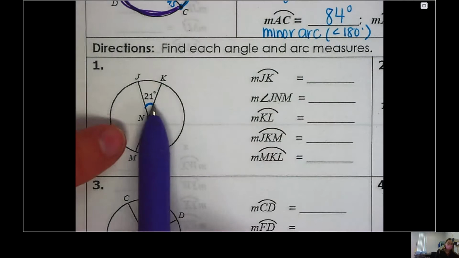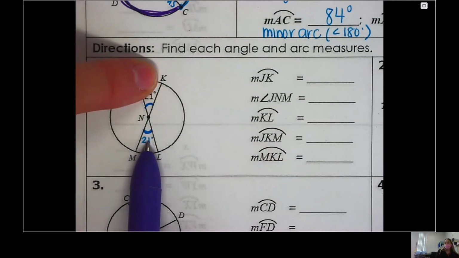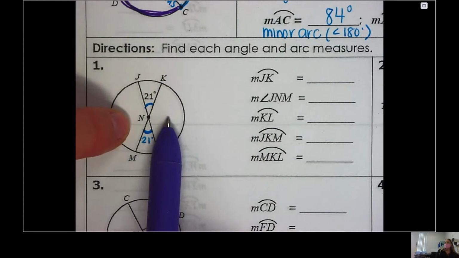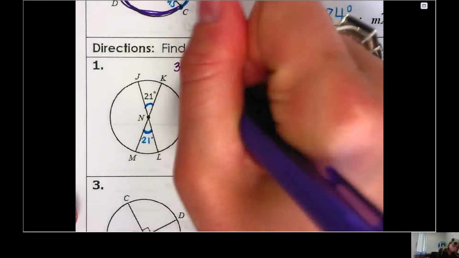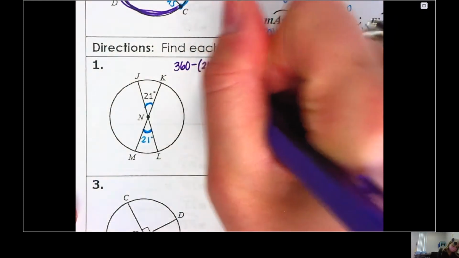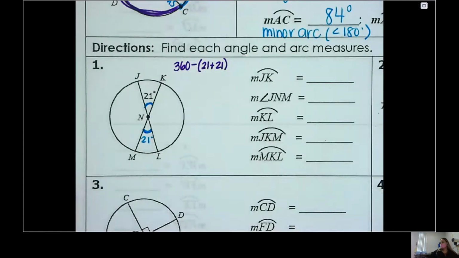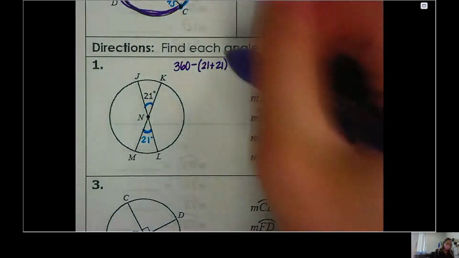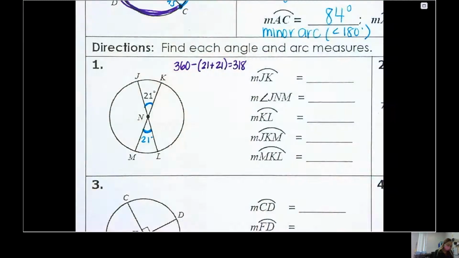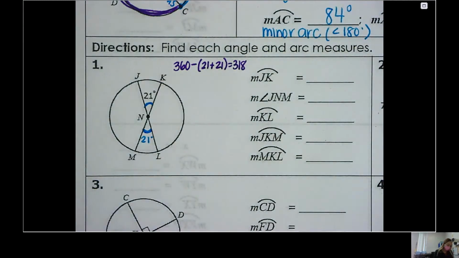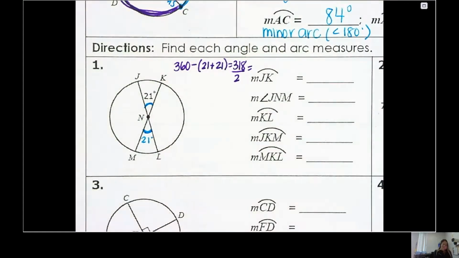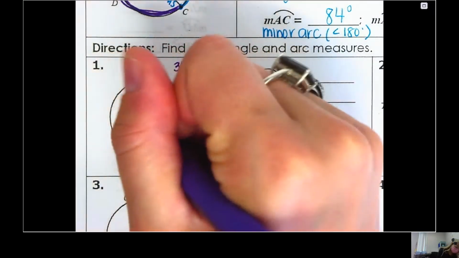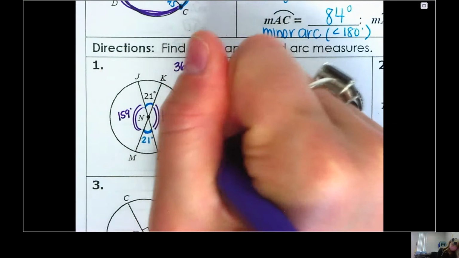Take 360 and subtract 21 and 21. That'll give you what these two are worth. Then I have to divide that by 2 because there's 2 of them and they're equal, right? So 360 minus 21 minus 21 is what? 318. Then I take that number and divide it by 2, and that's going to give me what each one equals. 159. So this one over here is 159, and this one over here is also 159.